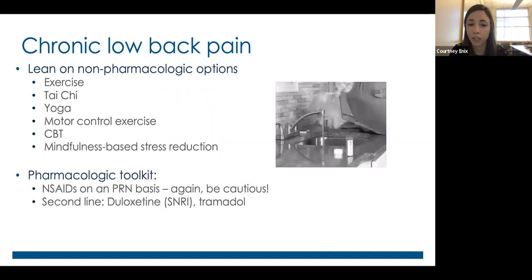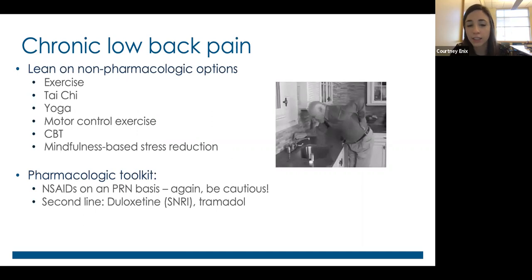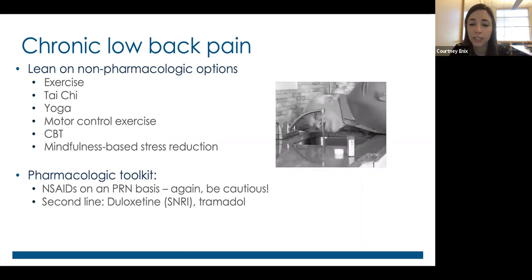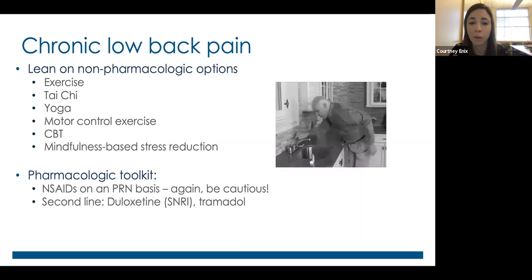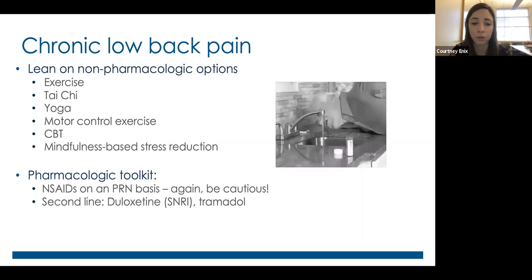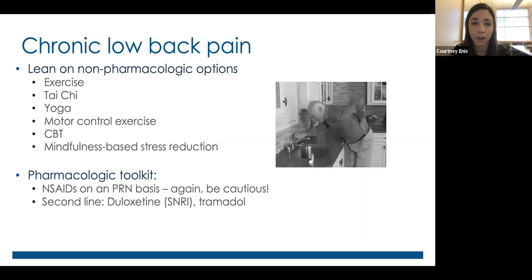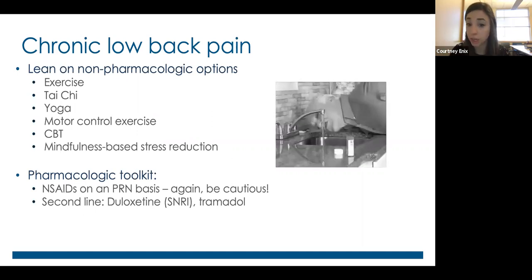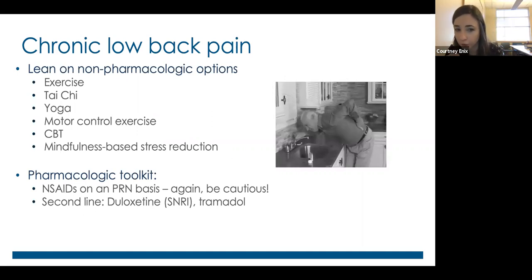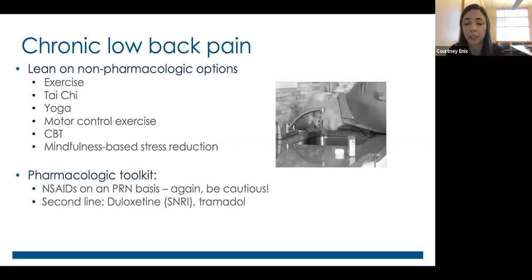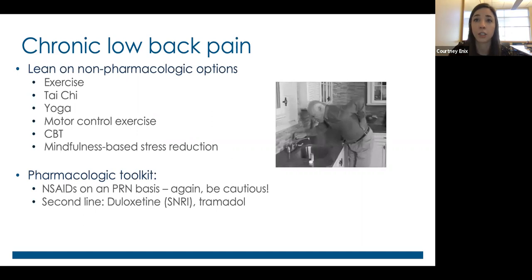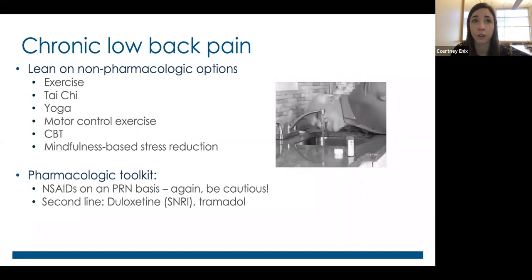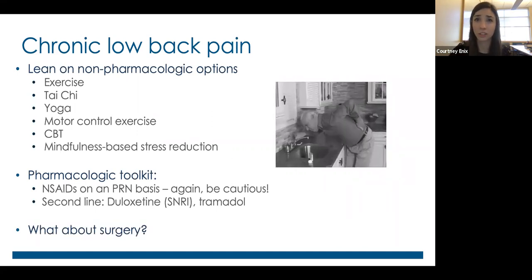What's in your pharmacologic toolkit? So NSAIDs, maybe on a PRN basis, right? This is someone who might be having an acute flare of their chronic low back pain. Again, I am not prescribing ibuprofen for somebody for the long term. You should be cautious about who you're recommending NSAIDs for. And some second-line options that have some evidence behind them: duloxetine, an SNRI, like I mentioned earlier, and tramadol as well. And what about surgery?